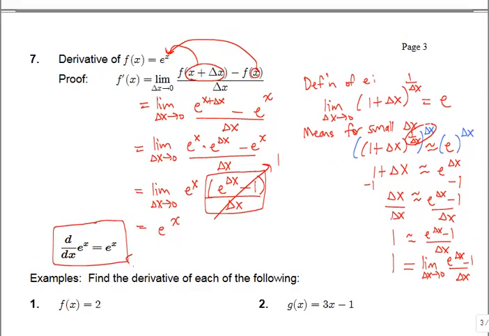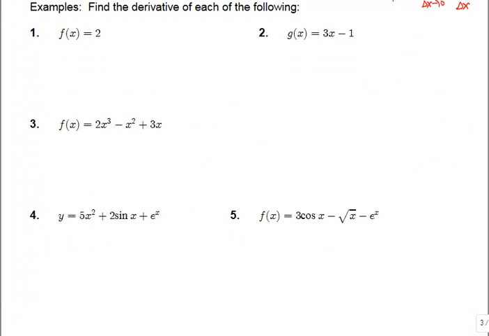So we have a bunch of rules now. Let's go ahead and put them into play. Let's start with a very basic example. Let's find the derivative of f of x equals 2. If we want the derivative of f of x, that's called f prime of x. According to our rules, since this is a constant function, the derivative of a constant is 0. So f prime of x would just be 0.